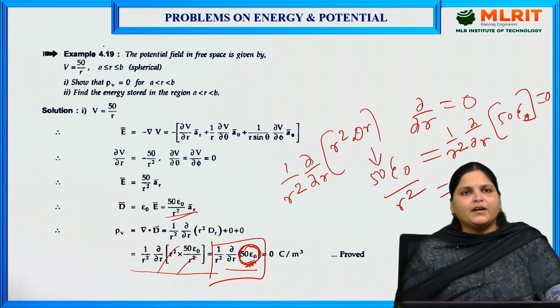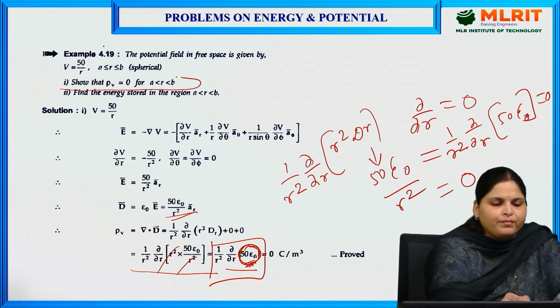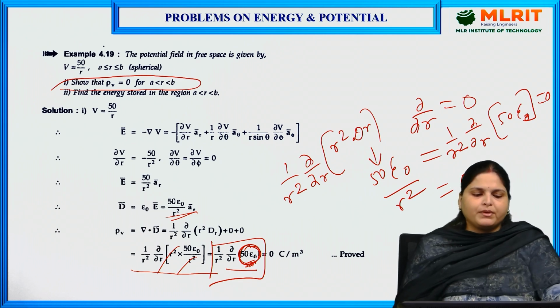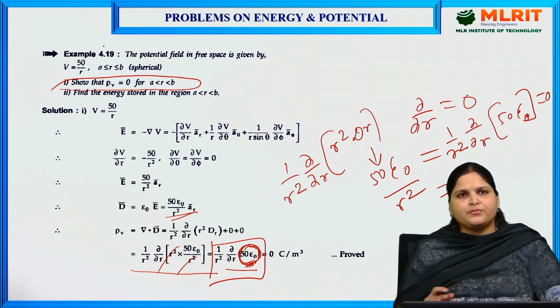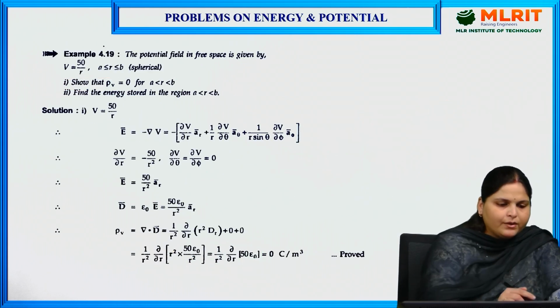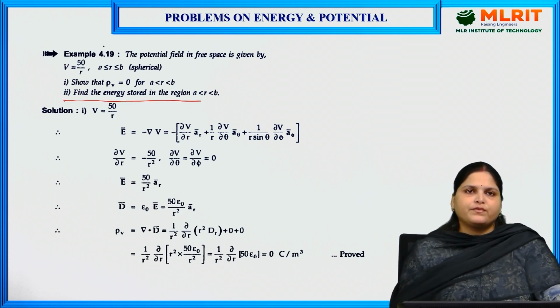That is what we had to show, that rho V equals 0 for r equals a to b, right? So the first part is completed here. Let's take the second part now. We have to calculate the energy stored in this region where r extends from a to b.